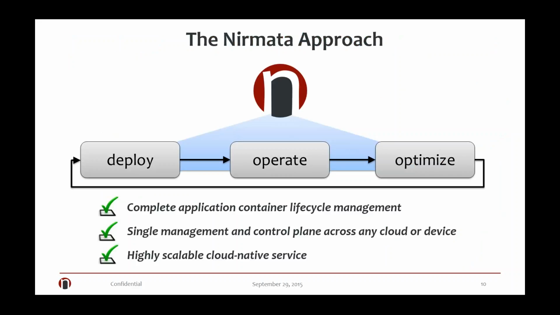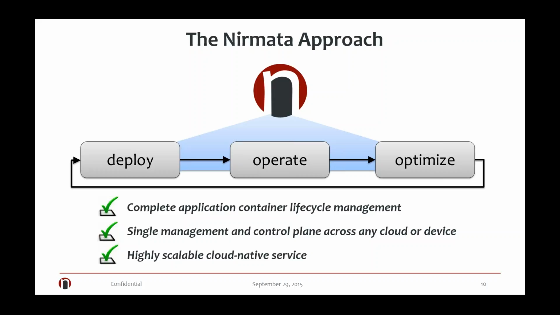So at Nirmata, we decided to focus on 3 phases of the application lifecycle. On the development side, you're free to choose any language, any tool, any platform that you wish. And as long as it's packaged in a container, and our go-to-market container technology today is Docker, the Docker engine, Nirmata can then easily deploy, operate, and optimize the applications designed with these containers across any cloud. So the goal here is to provide a complete container lifecycle management solution where you have a single management and control plane. So you're not installing and operating this per cloud, but you have a single control plane that spans multiple clouds.